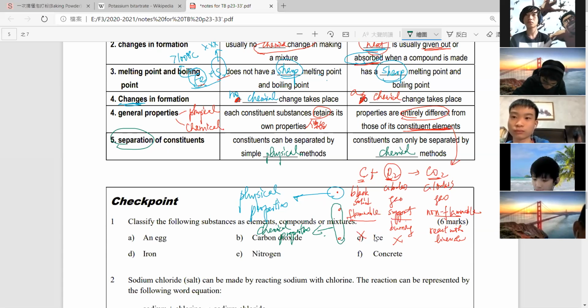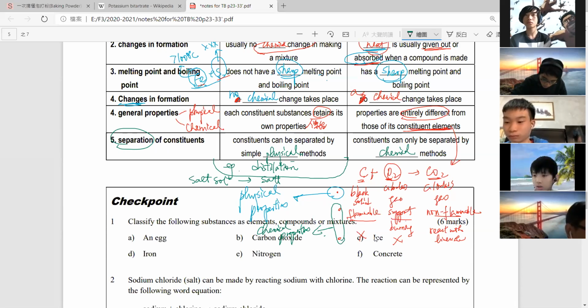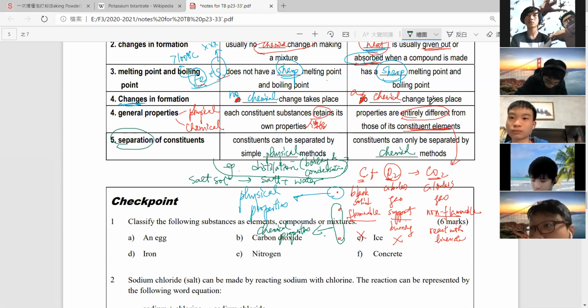What is an example of a physical method? For example, distillation. Why? If I make a salt solution and I want to separate it into salt and water, I use distillation. Why? Because distillation only involves boiling and condensation of water, right? So this is what you know about the physical method.